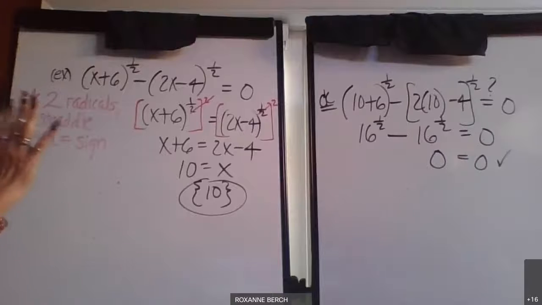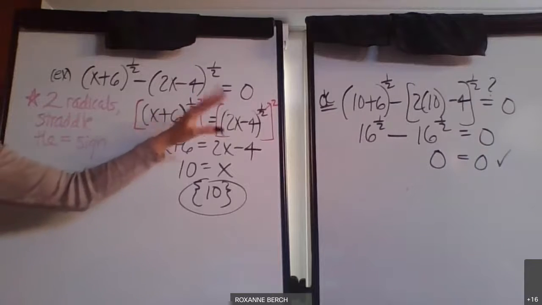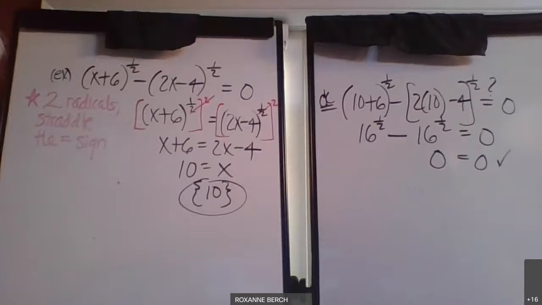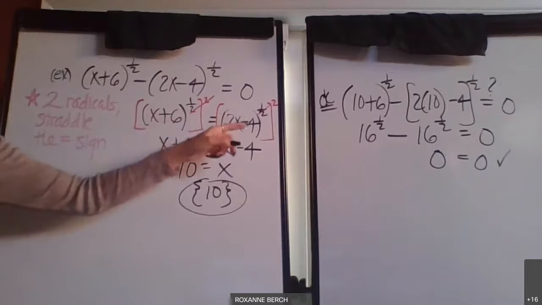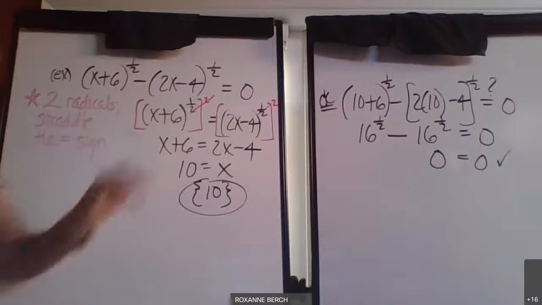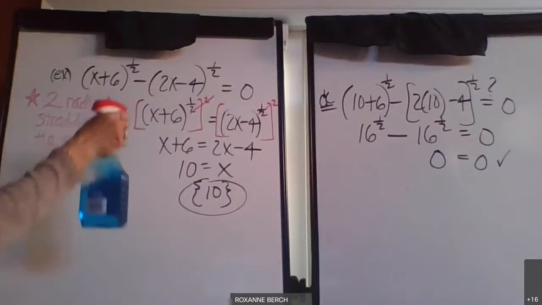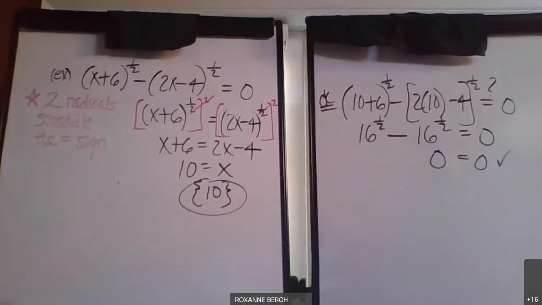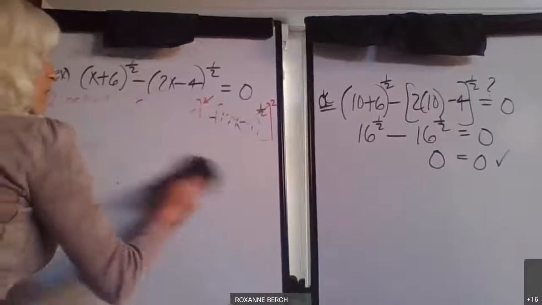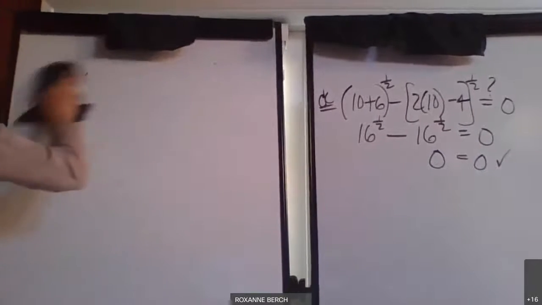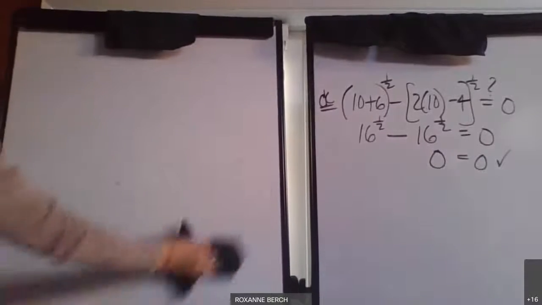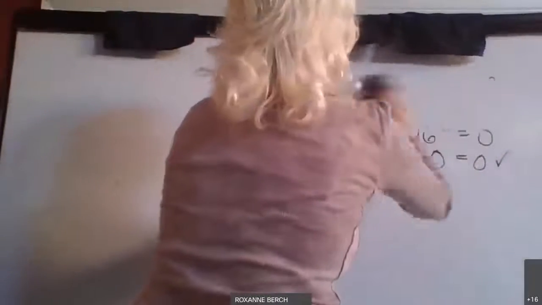All right, do you guys get this? So basically you're just going to mess with the power and get rid of it. So if this had been the 1/4 and 1/4, you're going to take a fourth power to both sides. Okay, so what about the cube root?